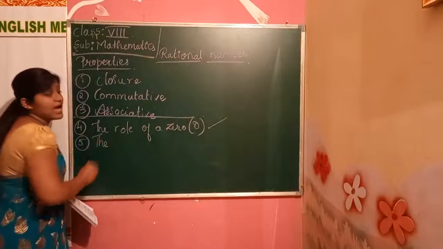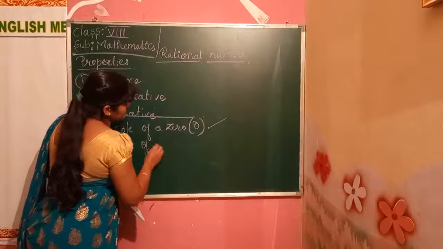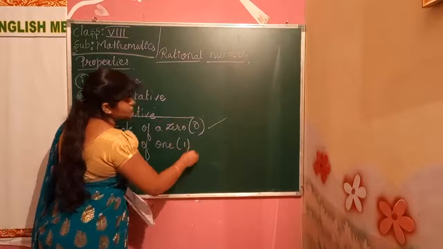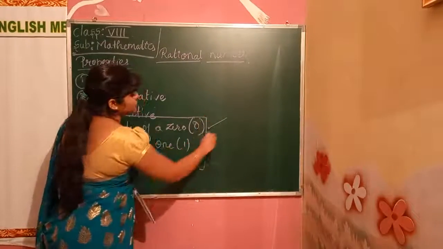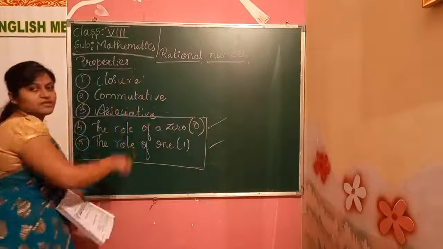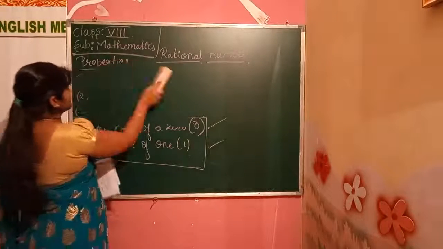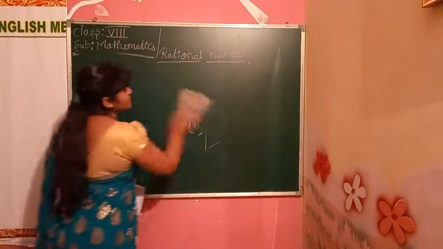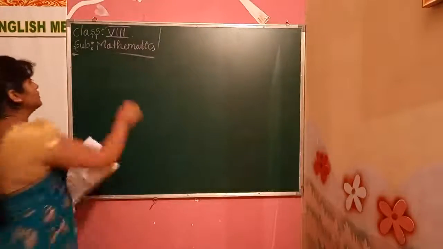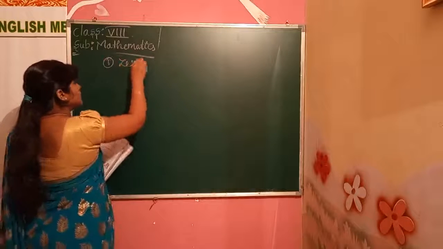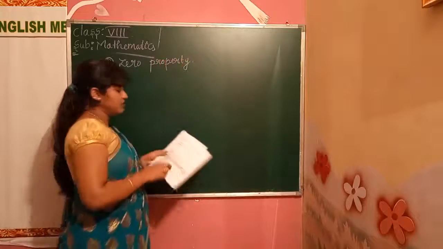It will also be called the identity property. We can call it an identity property also. Today we'll solve these two. We completed these three. We'll see those properties today. The first one is the zero property, or the role of 0 in rational numbers. We'll read it as zero property only, because it is easy to read.